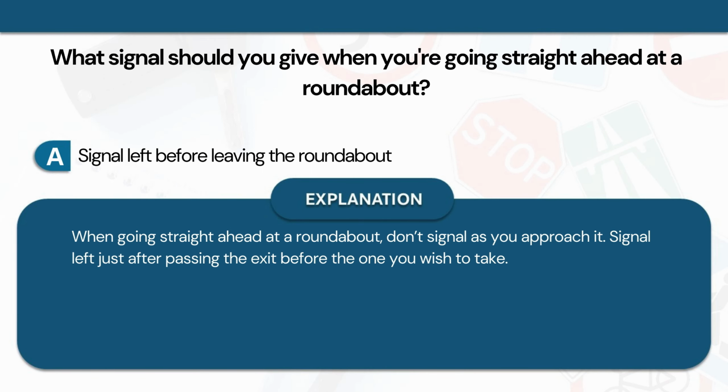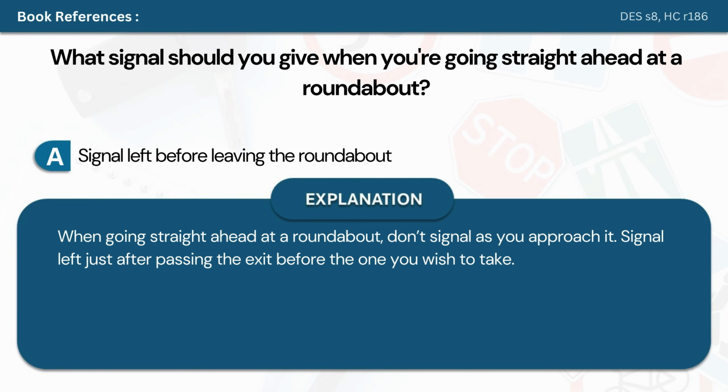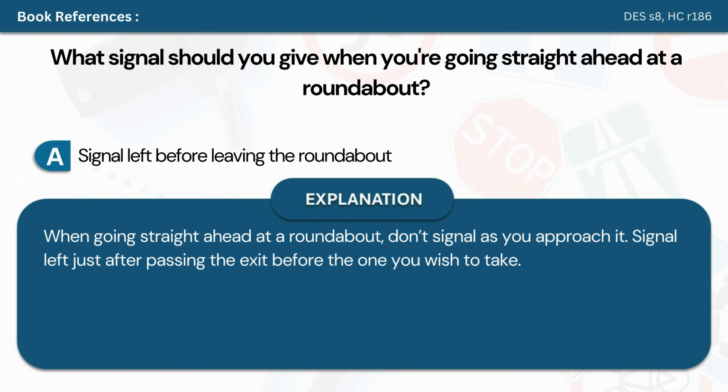When going straight ahead at a roundabout, don't signal as you approach it. Signal left just after passing the exit before the one you wish to take.